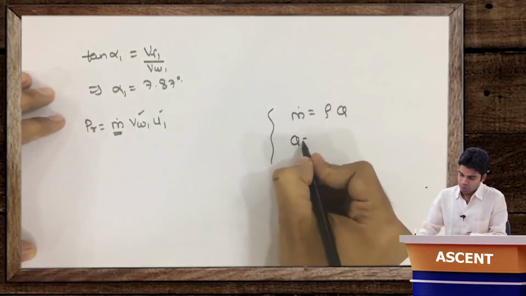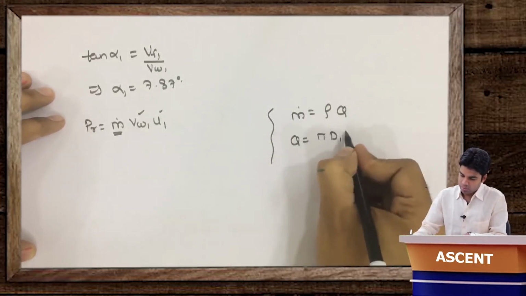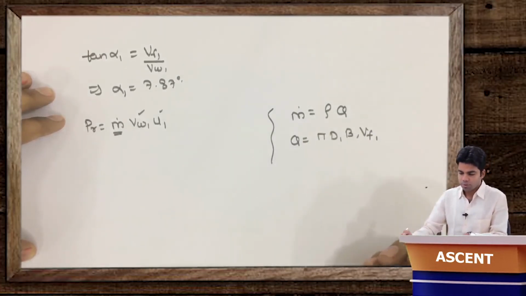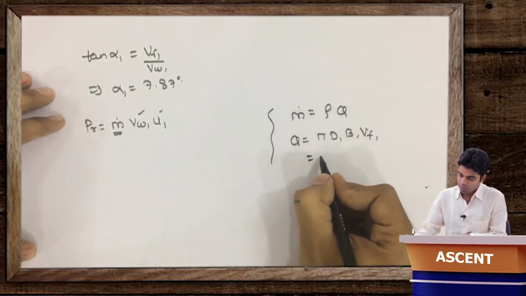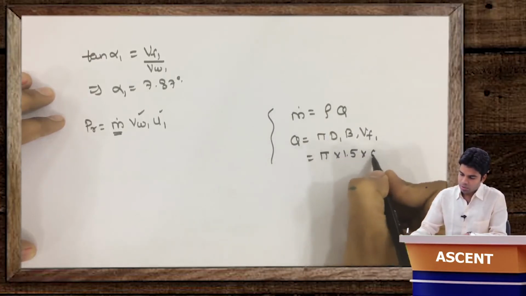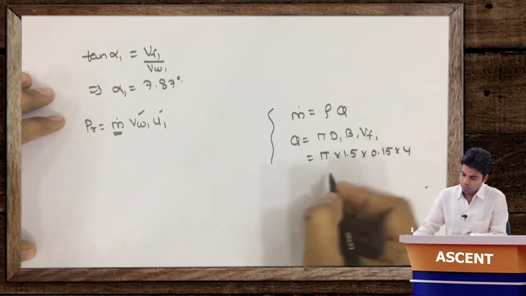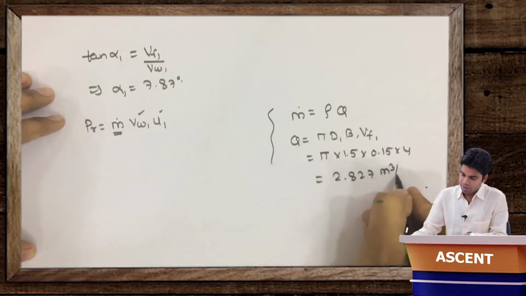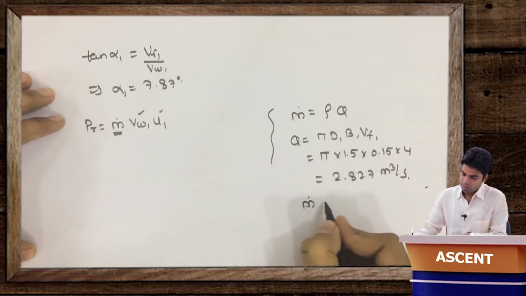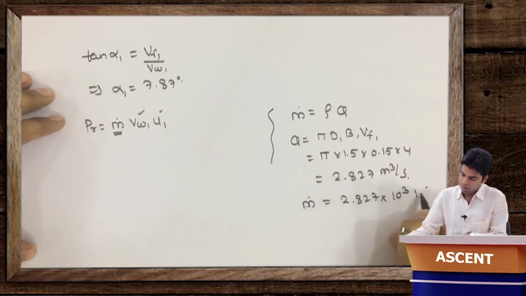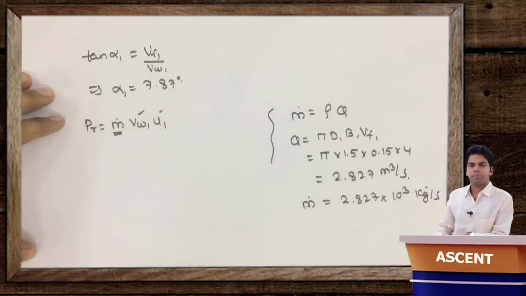Now Q, as we know, is what? Pi d1 b1 Vf1, or you can write it as pi d2 b2 Vf2, whatever. So just determine the value of Q from here. Pi d1 is 1.5 into b1 is 0.15 into 4, so from here this Q will be equal to 2.827 meter cube per second, and this mass flow rate will be equal to 2.827 into 10 raised power 3 kg per second. Getting this?